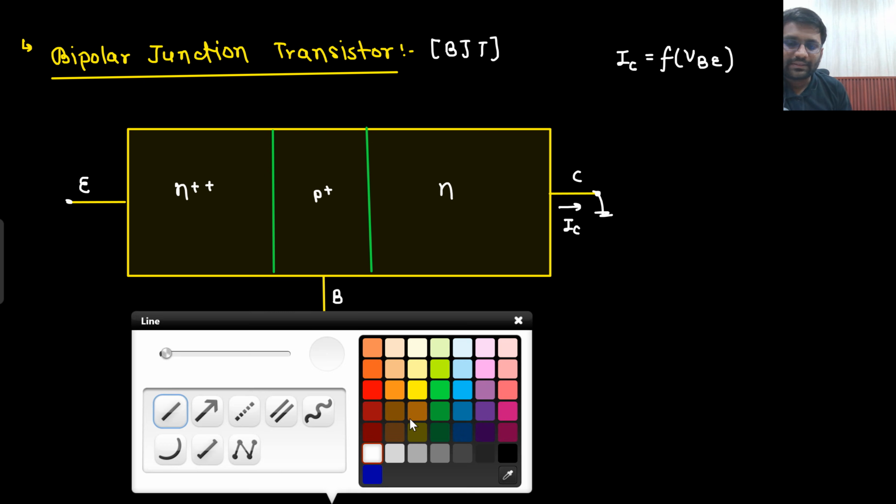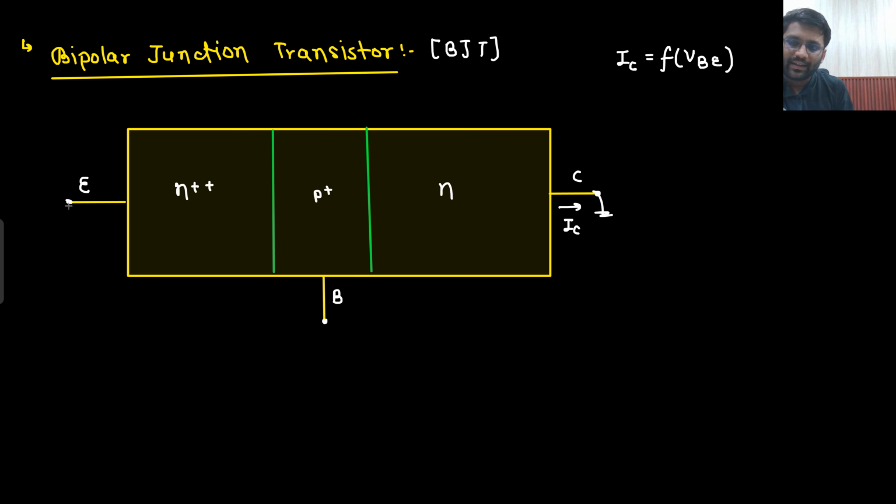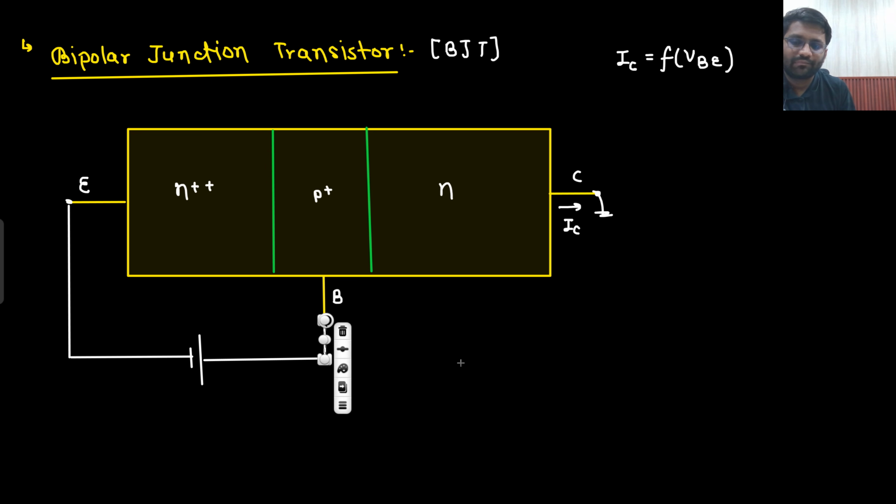I give it forward bias. Here I give a forward bias. Forward bias means N should be connected to negative and P should be connected to positive. N should be connected to negative and P should be connected to positive. So this is the forward bias that I have given. Is that understandable to you?